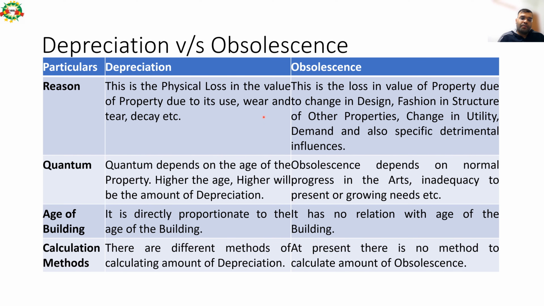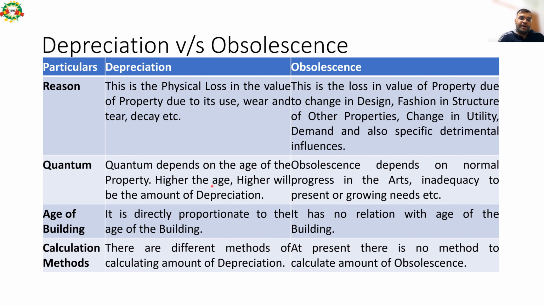So the next very important topic is depreciation versus obsolescence. What is the difference between these two? A 1 mark theory question can come out of this table. So first is reason. In case of depreciation, this is a physical loss in the value of property due to its use, wear, tear and decay. And obsolescence is the loss in value of property due to change in design, fashion, in structure of other nearby properties, change in utility, demand, and also specific detrimental influences. So other than physical factors, because of taste, lifestyle, or some other factors, obsolescence can happen.